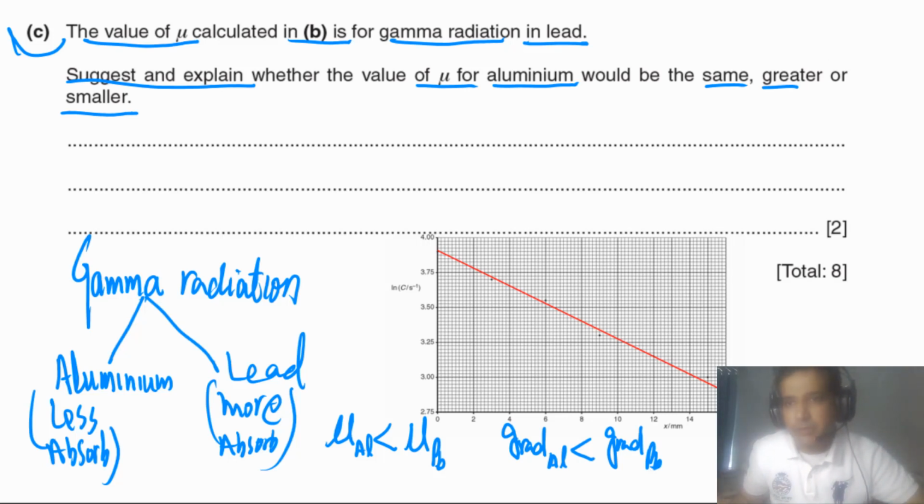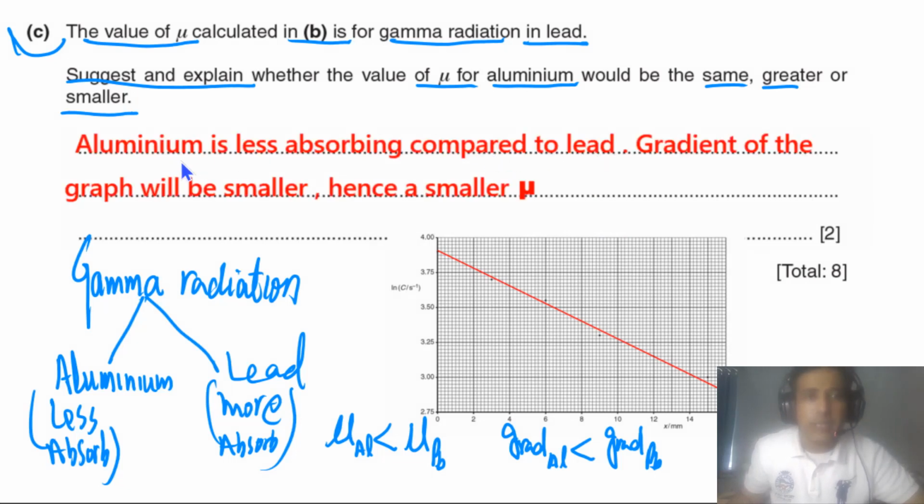So if these points are clear to you, now let me show you how you can write down your answer. In your answer, you have to mention these points. Aluminium is less absorbing compared to lead. Gradient of the graph will be smaller, hence a smaller value of mu.